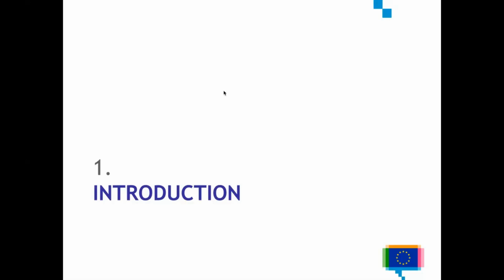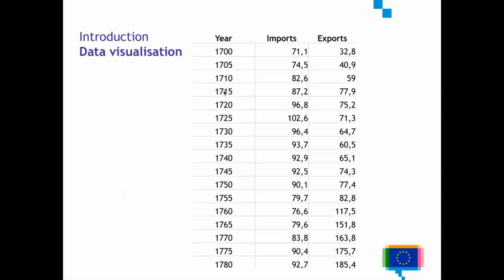But first I want to talk a little bit about why we are visualizing data, and also why it is a good idea to make visualizations or publish visualizations instead of tables like this. So this is a table showing you the imports and exports between the UK and Norway and Denmark from the year 1700 to the year 1780. And this was a data set that was published in a book in 1786 by a Scottish engineer named William Playfair.